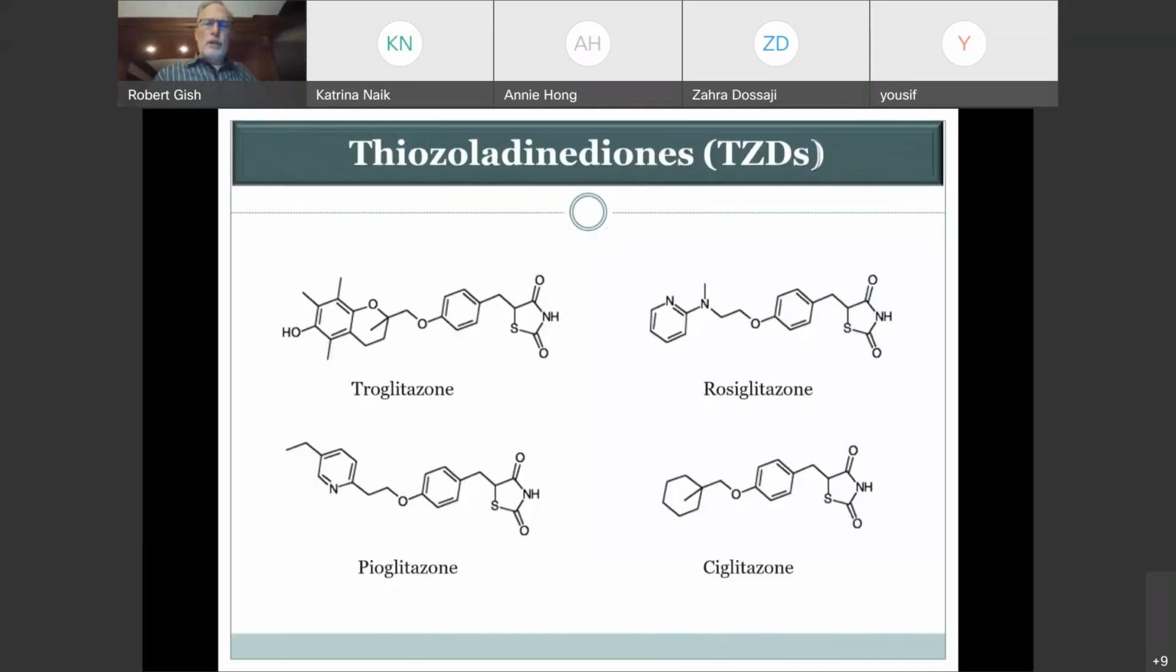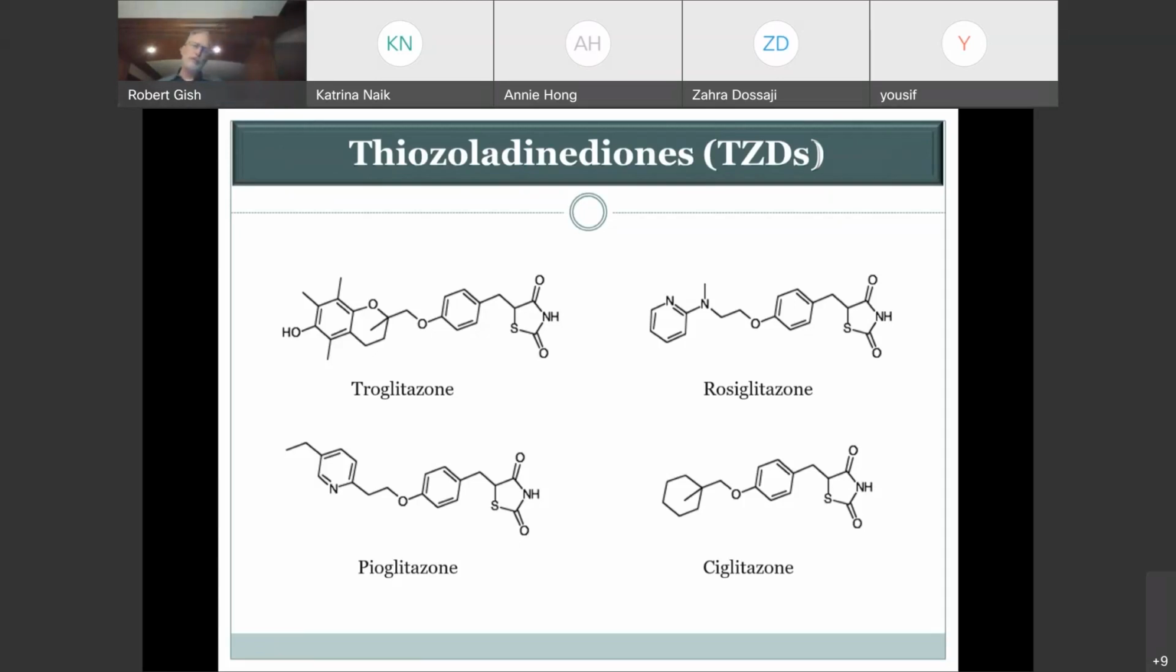So pioglitazone is the only one of the thiazolidinediones still on the market. I don't even use pioglitazone anymore in my NASH patients because of the association with fluid gain, heart failure, bladder cancer, and osteoporosis. So pioglitazone to me is a bad actor. I don't use it, but it definitely also has an association through this whole family of liver toxicity.